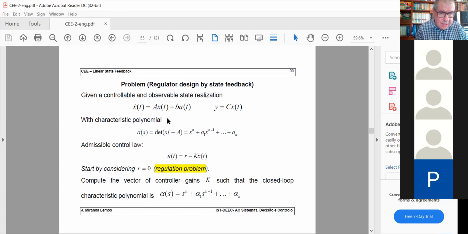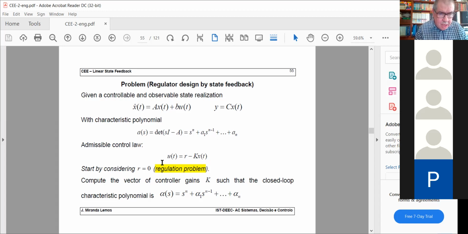And let's assume that the characteristic polynomial of the matrix A, I call it A(s). So A(s) is s^n plus a1 s^(n-1), etc. up to an. So that's the notation that I'm going to use. And this is the determinant of sI minus A. That's the open loop characteristic polynomial without any control. Now, assume that you measure the state. Later, we are going to see what happens when you are not able to measure the state. But for the moment, assume that you measure the state.